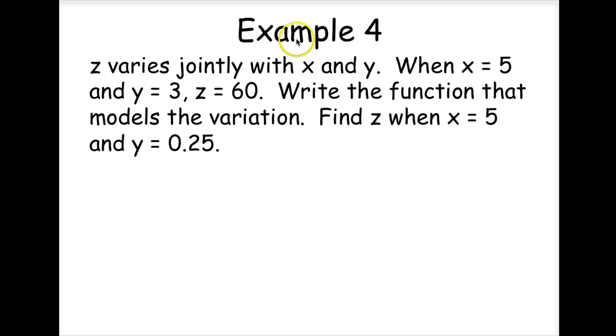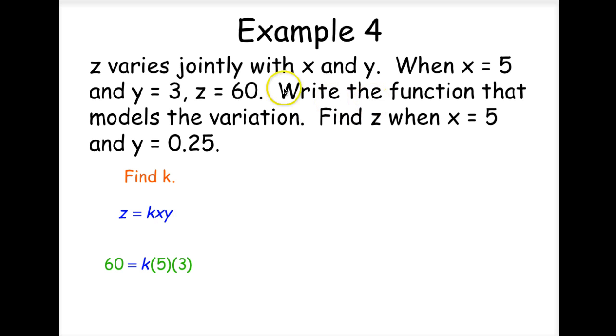Let's look at another problem. Z varies jointly with x and y. When x is equal to 5 and y is equal to 3, then z is equal to 60. So write the function that models the variation and find z when x is equal to 5 and y is equal to 25 hundredths. First of all, we need to find k. It varies jointly with x and y, so z is equal to kxy.